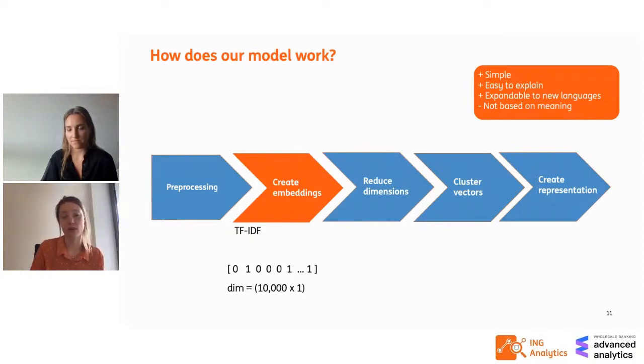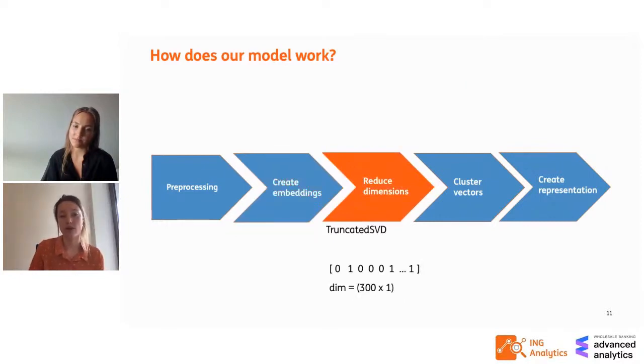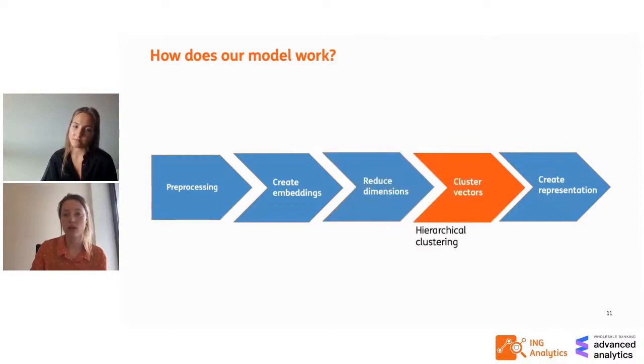The extra benefit of TF-IDF is that the way we use it now is really easy to expand to new languages, but the downside is that it's not based on meaning. With TF-IDF, because we use a vocabulary of 10,000, we end up with a vector of 10,000 by 1. Then we reduce the dimensions to around 301, because it makes the clustering more efficient. We use truncated SVD for this. And in the next step, we cluster the vectors together using hierarchical clustering.